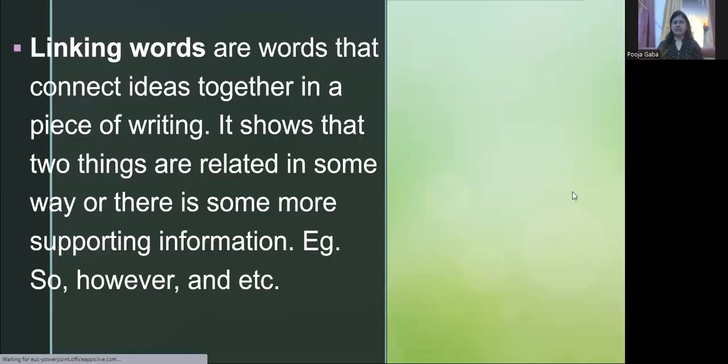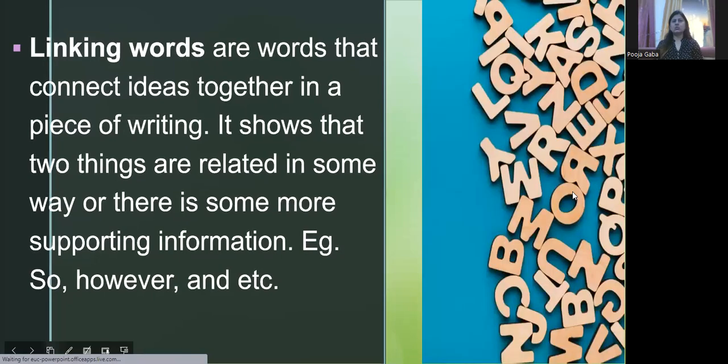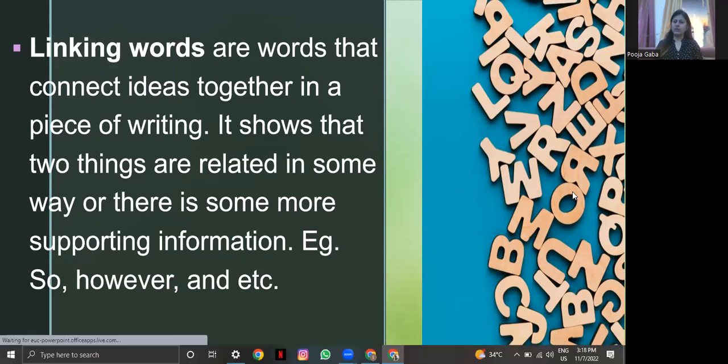Linking words, as the name suggests, link the words. Linking words are used to connect ideas together in a piece of writing. In a piece of writing means it can be a sentence or a paragraph. It shows that two things are related in some way or there is some more supporting information.